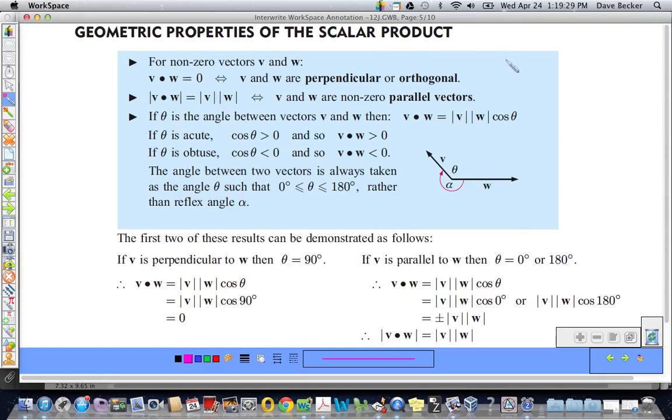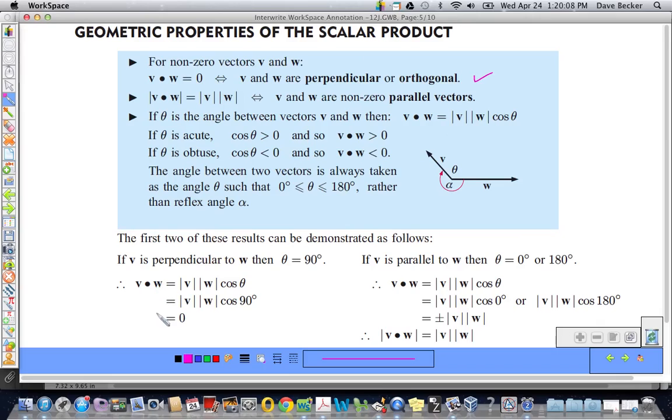The geometric properties. Here are the biggies. If the dot product is equal to 0, then I know that vectors v and w are perpendicular, or orthogonal. Same thing as perpendicular. And it's proved nicely down here. If the two vectors are perpendicular, then the angle between them will be 90 degrees. We've already shown that v dot w is equal to the magnitude of v times the magnitude of w times the cosine of theta. Well, the cosine of 90 is 0, so it doesn't matter what the magnitudes are, this is going to be 0.